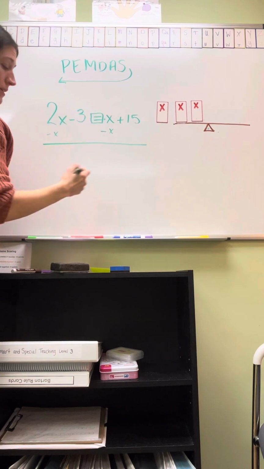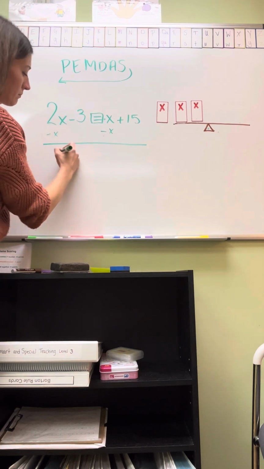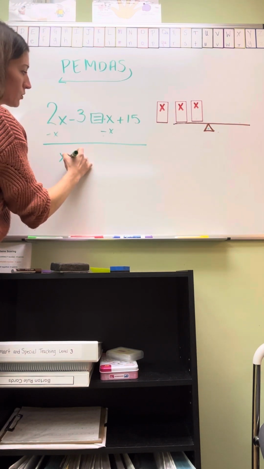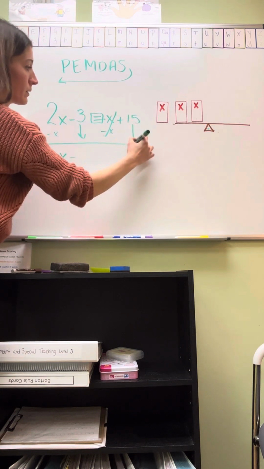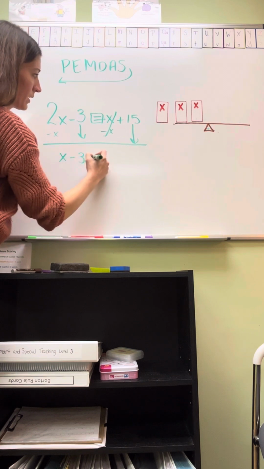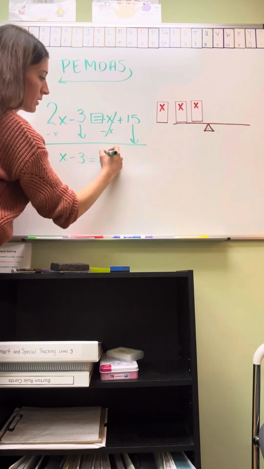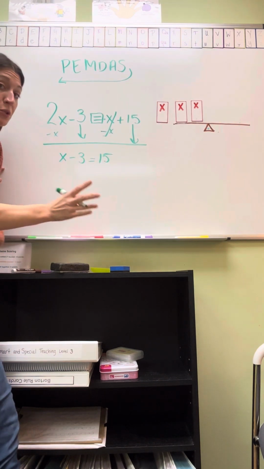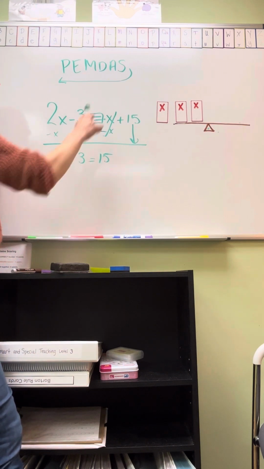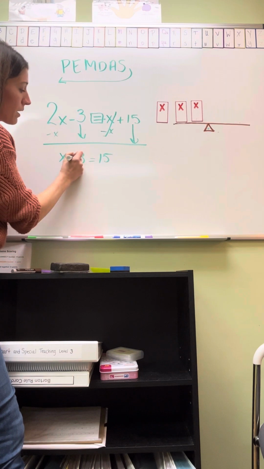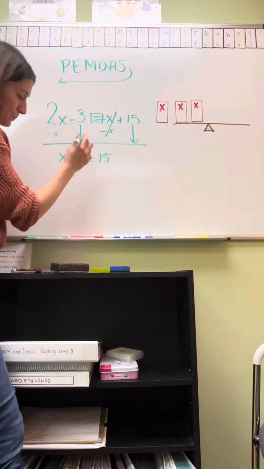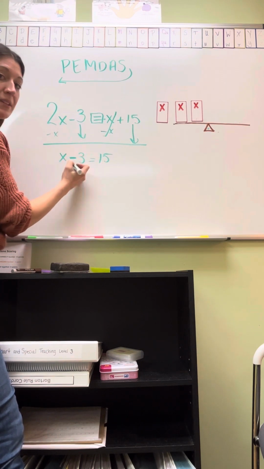2x minus 1x. 2 minus 1 is 1. x. Drop everything else down. Those canceled. I got rid of them. Equals 15. That looks a little bit more doable than before, right? Again, we're going to PEMDAS it backwards. Oh, there goes my eraser. If we PEMDAS it backwards, I'm going to undo my subtraction.